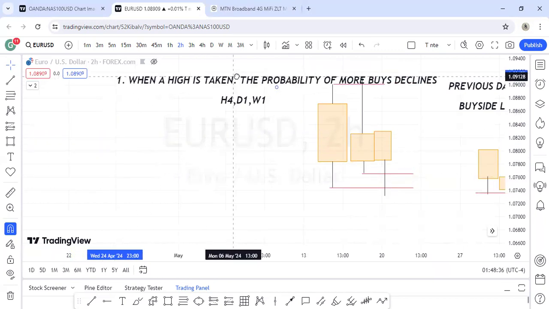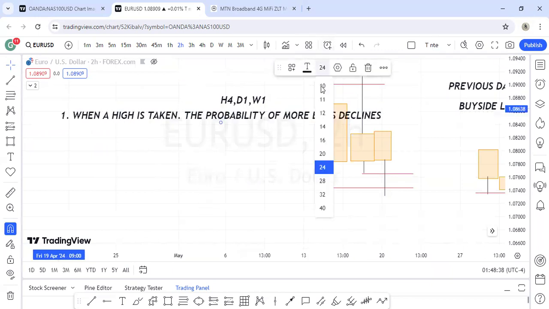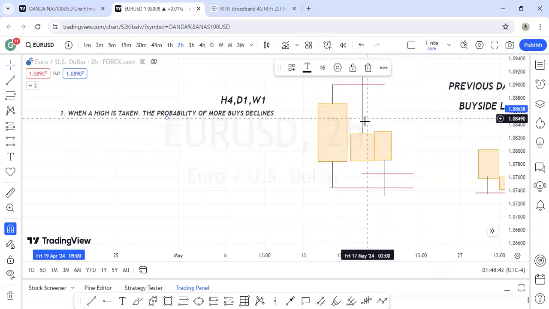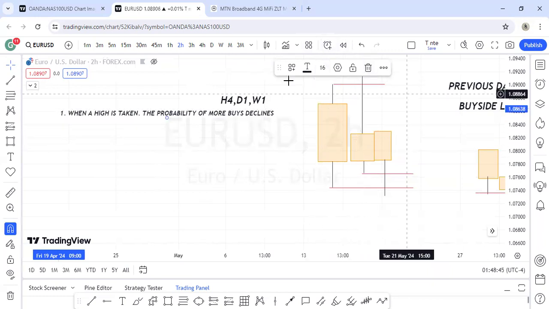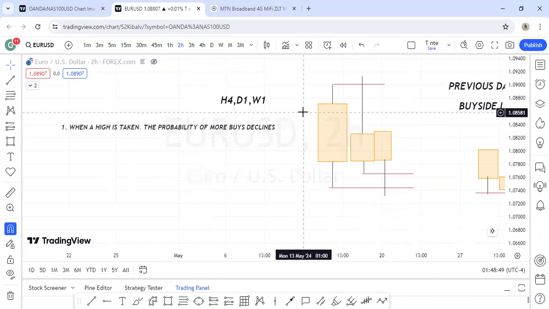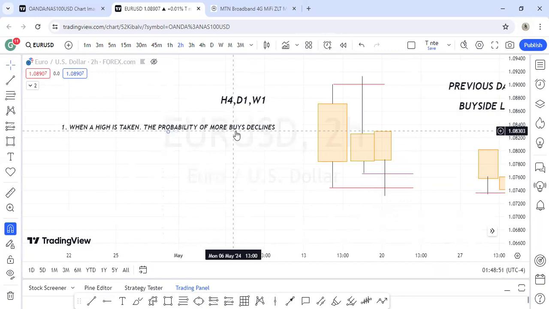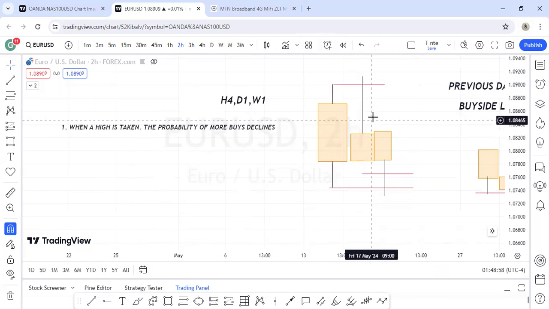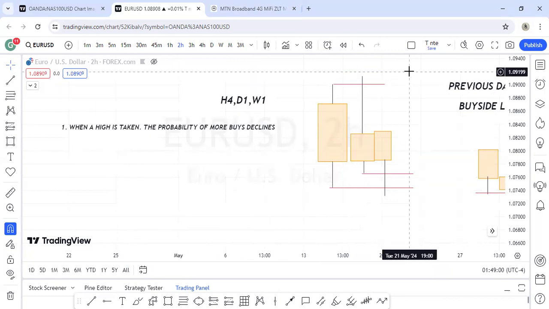But it doesn't mean it cannot buy. Notice I said it declines. I did not say that it's not possible. I didn't say that the market cannot take out the previous daily high and then continue being bullish. No, I didn't say that. I said that whenever the previous daily high, a 4 hour high, or a weekly high is taken, the probability of more buys declines. Once the market takes its previous daily or weekly high, the chance of price continuing up is reduced, and you don't want to be looking for buys anymore, because the probability has declined, but it doesn't mean that it is zero or that it cannot happen.